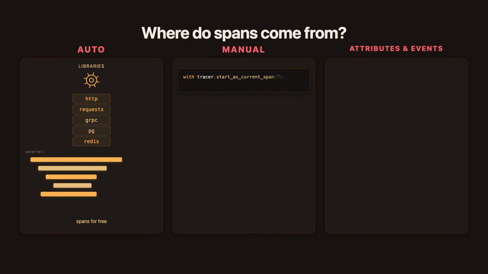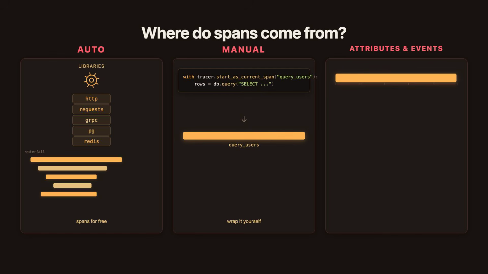Second, manual spans. For the interesting work, the custom business logic, the big loop, the thing you actually care about, you wrap it yourself. A single call, start a span, do the work, end the span. 10 characters of code, and it shows up in your waterfall.